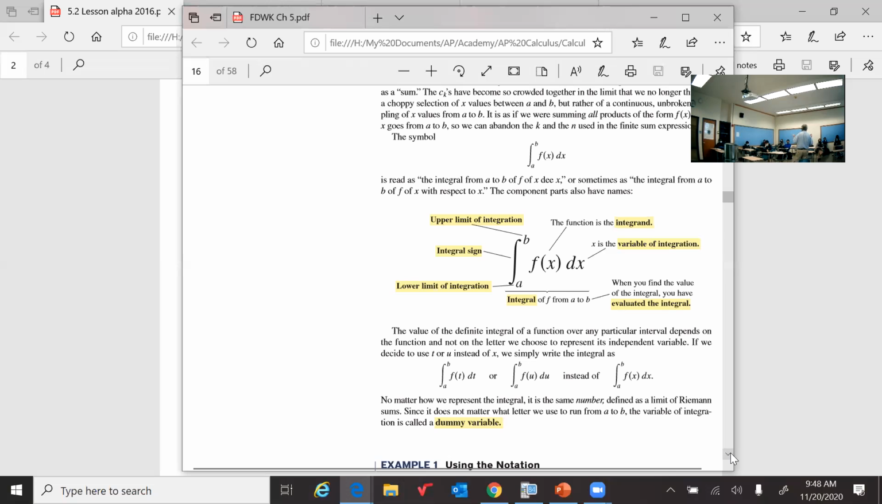But the point of this is, if you think about those rectangles, as the width gets smaller and smaller and smaller, you've got more and more rectangles. And if the limit of the width is going to 0, then the area of the rectangles will add up to the exact area under the curve, which is what we're trying to find.